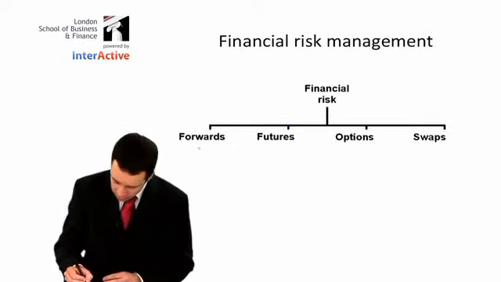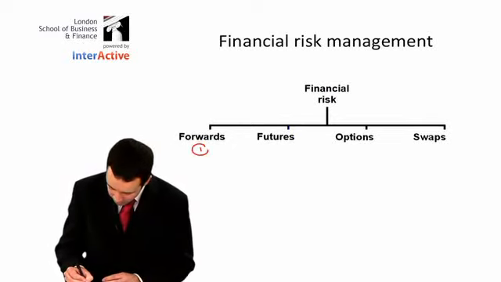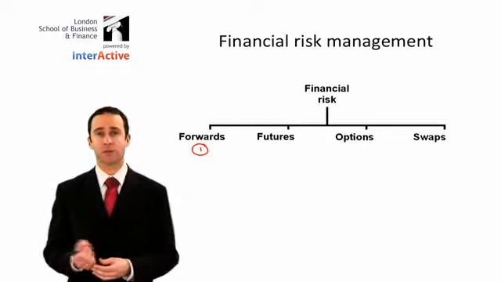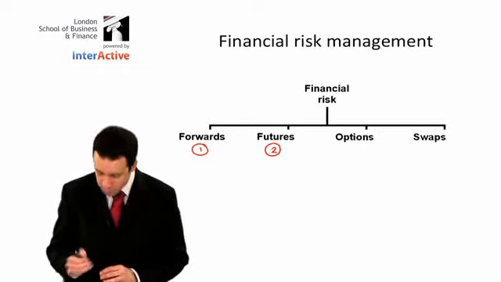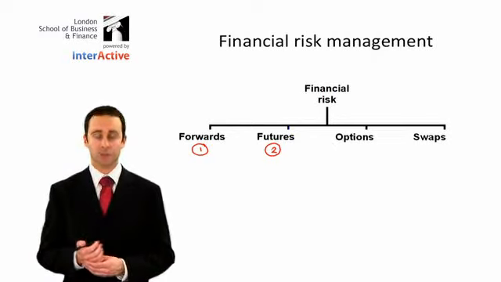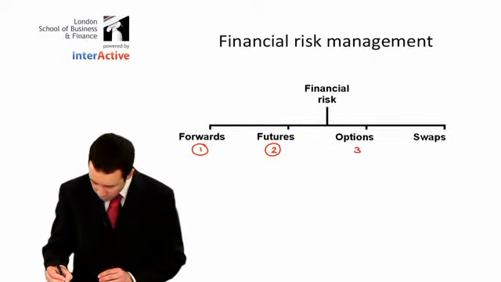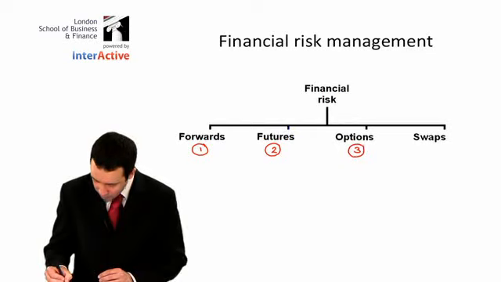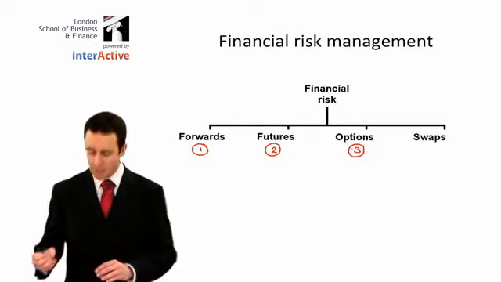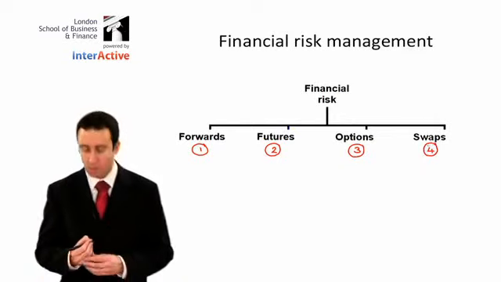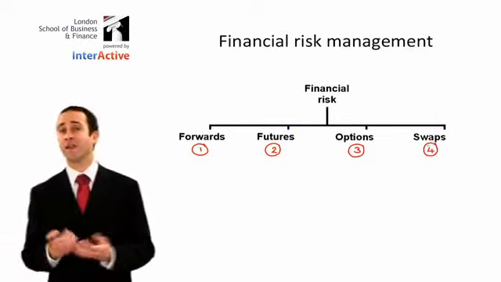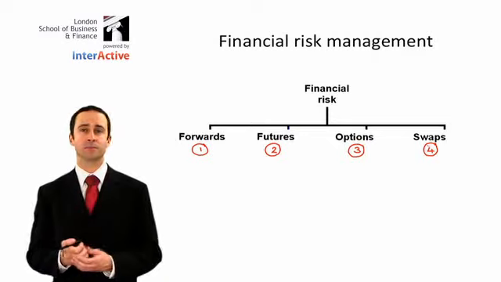First of all, we're going to look at the definition of a forward and then work some numbers. We're then going to look at the definition of a future and work some numbers. We will then look at options, look at the definition and then work some numbers. And then finally we'll start looking at our swaps, look at the definition and then again work some numbers. So let's go.